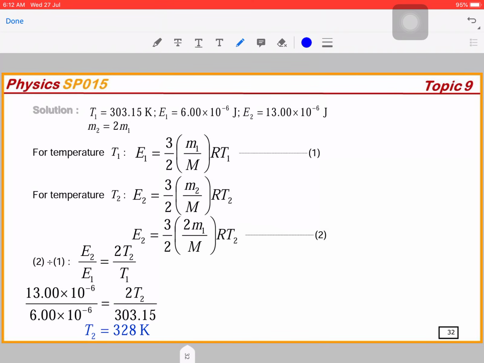Okay. So, you will have E2 is equal to 3 over 2 times 2m1 over M RT2. You just substitute m2 is equal to 2m1, as given in the question. Now you can equate this equation. E2 over E1 equals 2T2 over T1. You just divide equation 2 by equation 1, then substitute the values. You will have T2 is equal to 328 Kelvin.